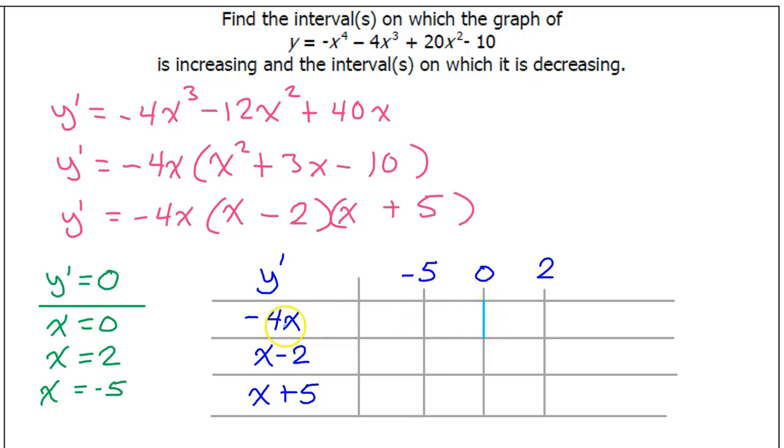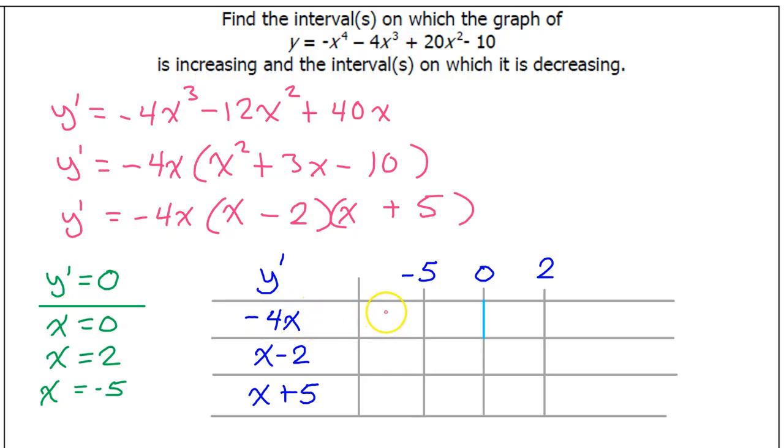This is the only place where this factor might change signs. In particular, negative 4x is going to be positive to the left of 0. Think about it. To the left of 0, these are negative numbers. Like for example, in this interval right here, we would have negative 1, negative 2, negative 3, negative 4. If you plug a negative number in for x, you have a negative times a negative, which is a positive.